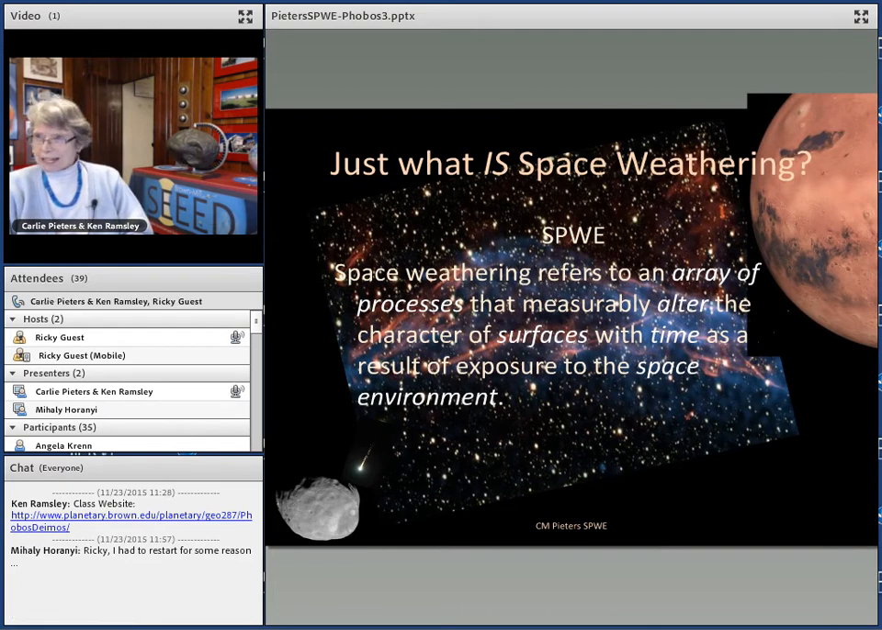It's really an array of processes. There's not one where you put a material out and boom, it becomes space weathered, but there are many processes occurring simultaneously to alter the overall characteristics of the surface by some measurable property, whether it's a spectrum, albedo, what have you. It's an alteration that occurs when a material is in the space environment.